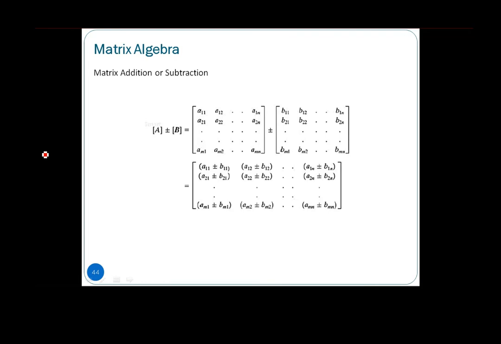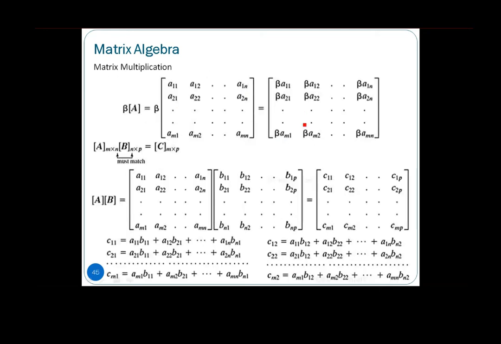Okay, so if you have additions or subtractions, then matrices of the same size you can add. So A11 plus or minus B11, A12 and B12, A21 and B21, A22 and B22. So just add them up accordingly, at the same size of matrix. For multiplication, if it's a constant, beta here, basically multiply all your matrix entries with the beta.